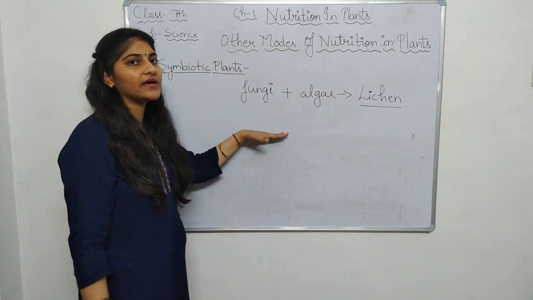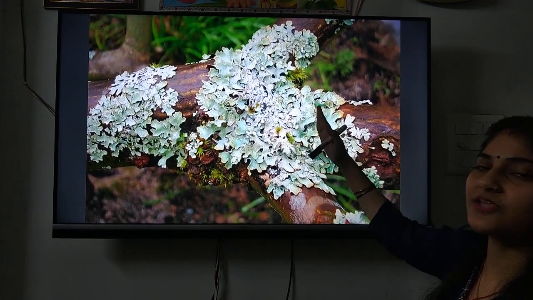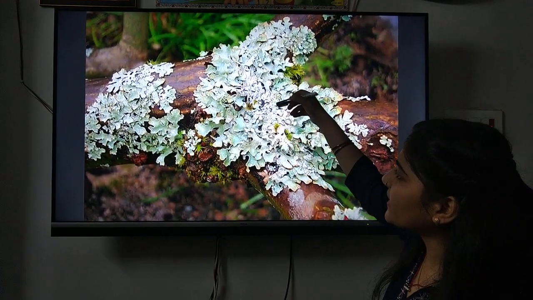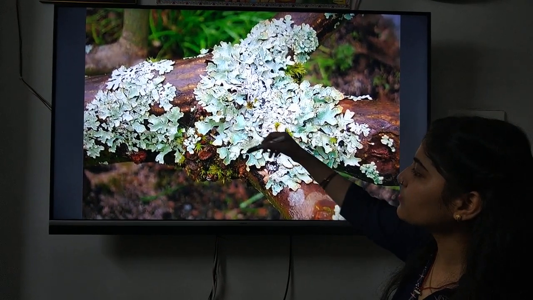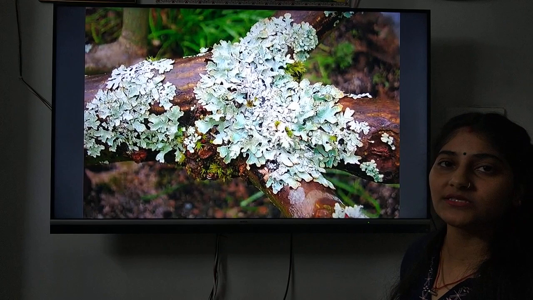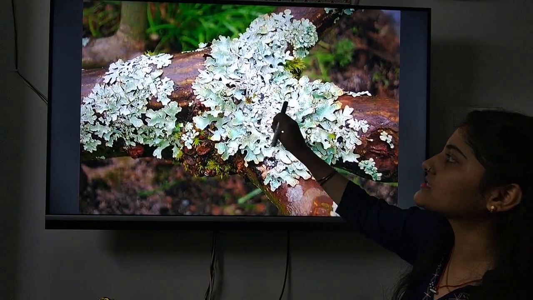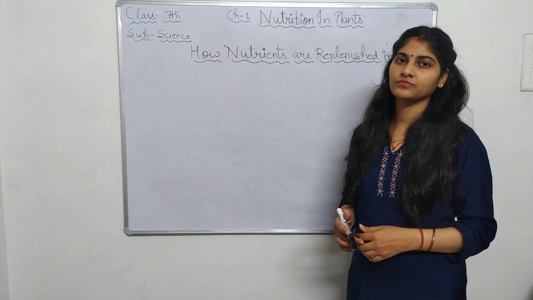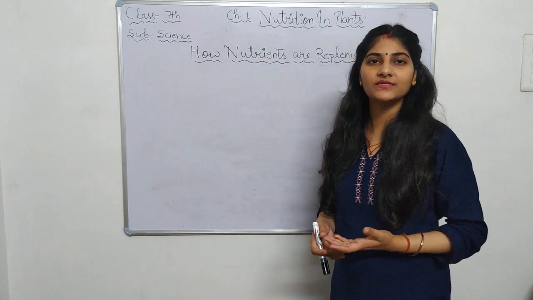Let us see the diagram. As you can see in this diagram, this is lichen. You can see some white portion here and some green portion over here. This green portion indicates the algae and the white portion indicates the fungus. So they are living together as a lichen. Hence this shows the symbiotic association. I hope you have understood what symbiotic association is.